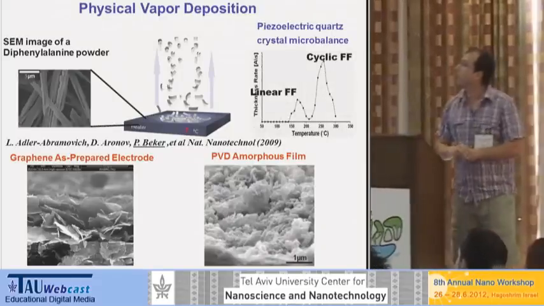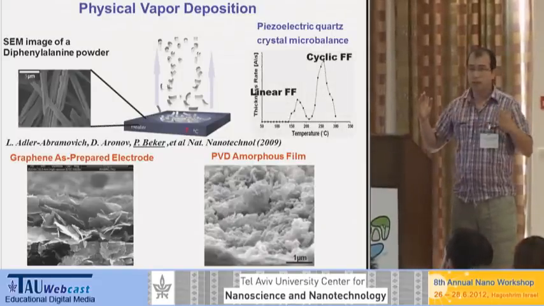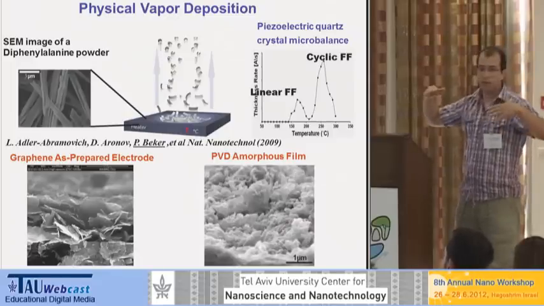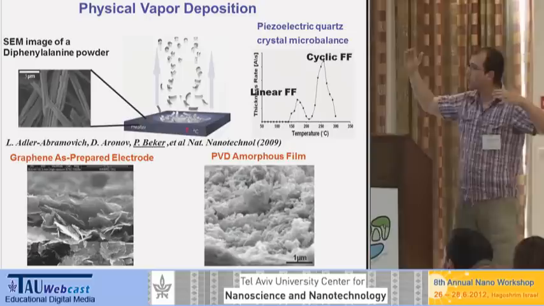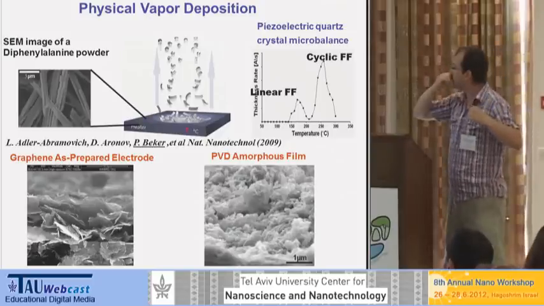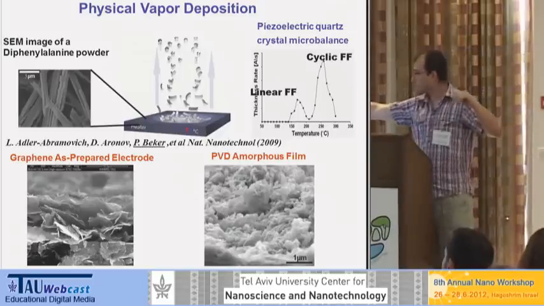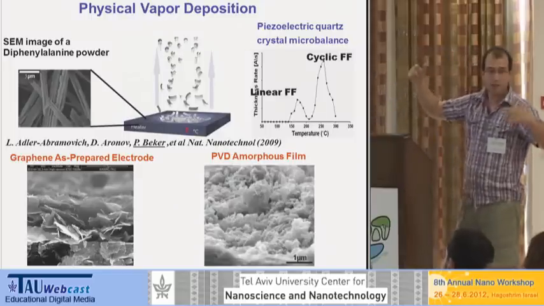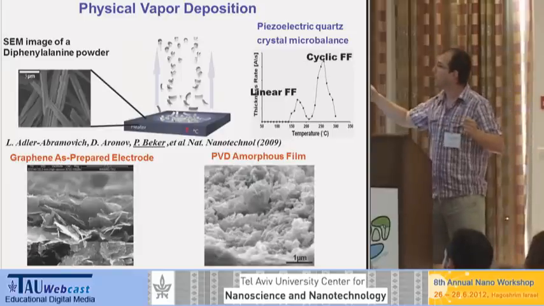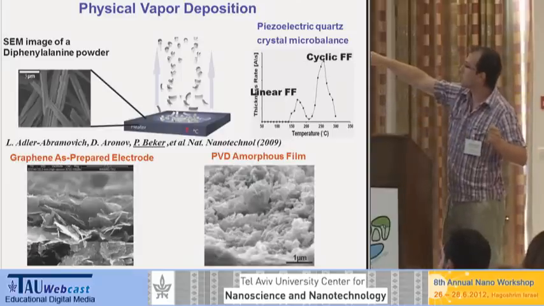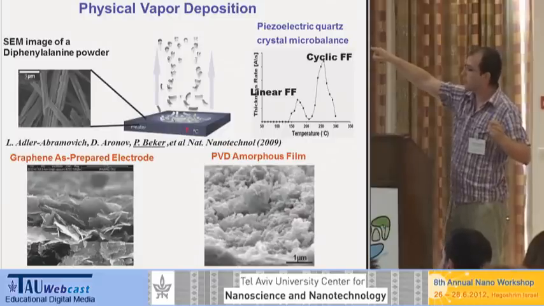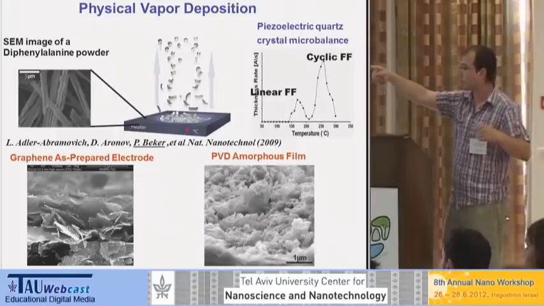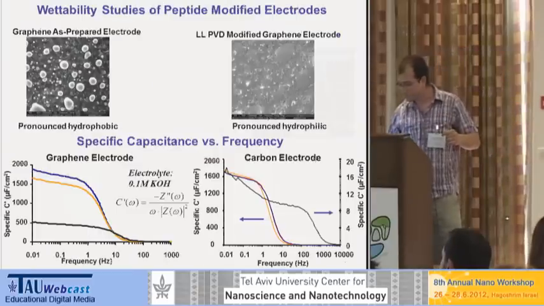What do we do? We built a machine called PVD, physical vapor deposition, and in a vacuum we deposit our diphenylalanine and leucine on these electrodes. What we can see is that this PVD amorphous film, as you see here on the right, is what we really get, and this film is composed of nano dots. I will explain later if you come to my poster. One of the electrodes that we used was a graphene electrode, as you can see there on the same image.